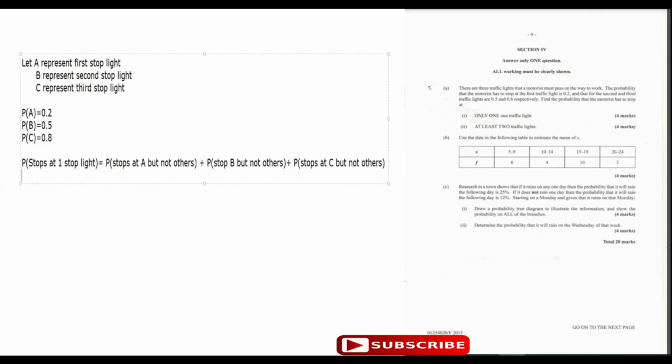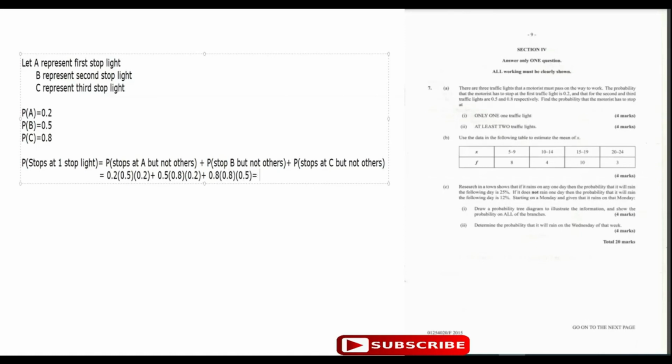So the probability of stopping at one stoplight is going to be equal to, if he stops at A, the probability of A is 0.2, and if he didn't stop at B, that's 0.5, times, if he didn't stop at C, that's 0.2, plus the probability that he stops at B is 0.5, but he didn't stop at A is 0.8, times he didn't stop at C, which is 0.2, plus the probability he stops at C is 0.8, times if he didn't stop at A is 0.8, times if he didn't stop at B is 0.5.